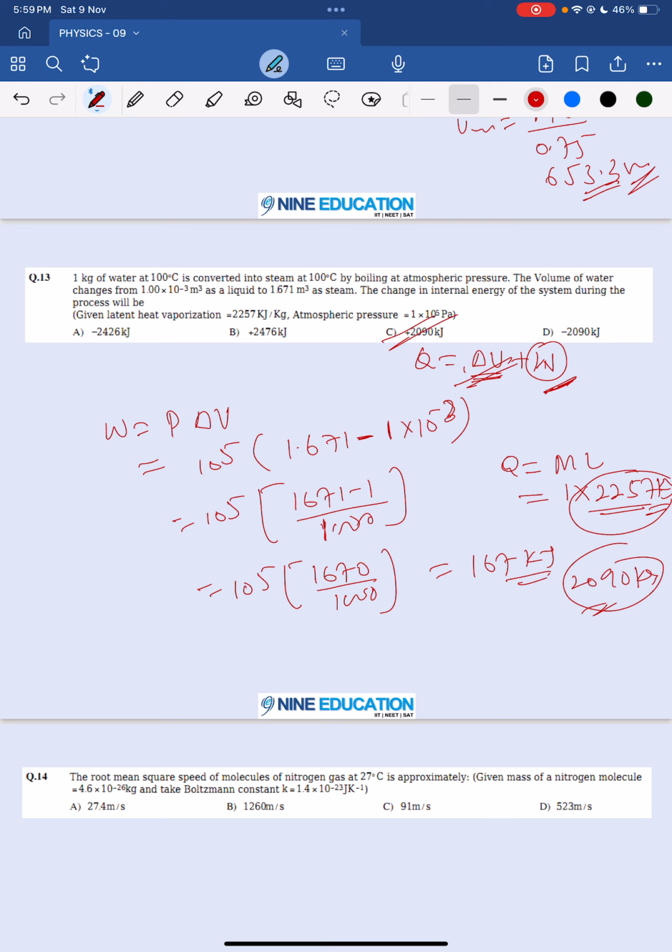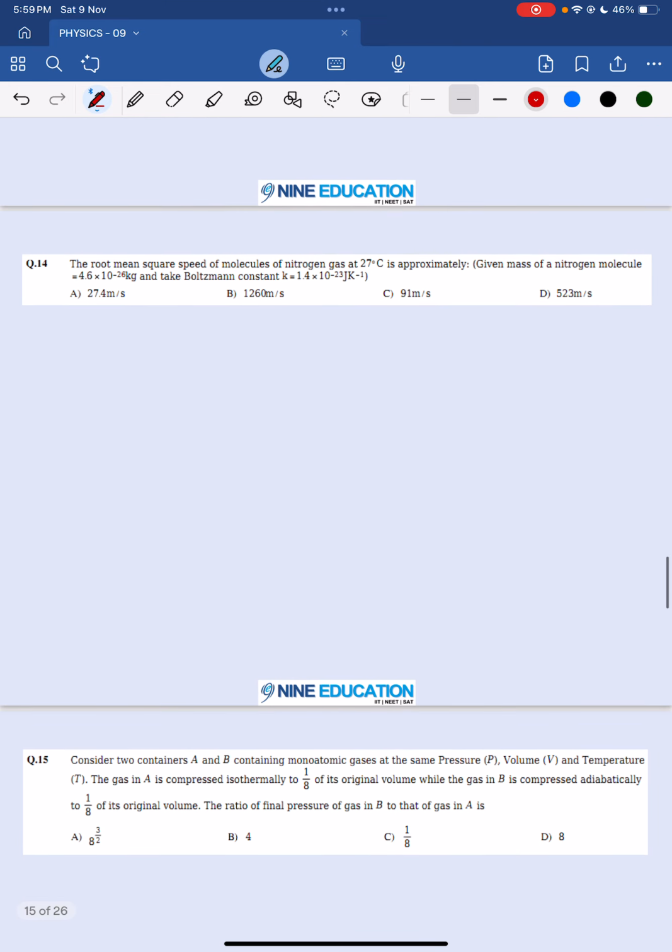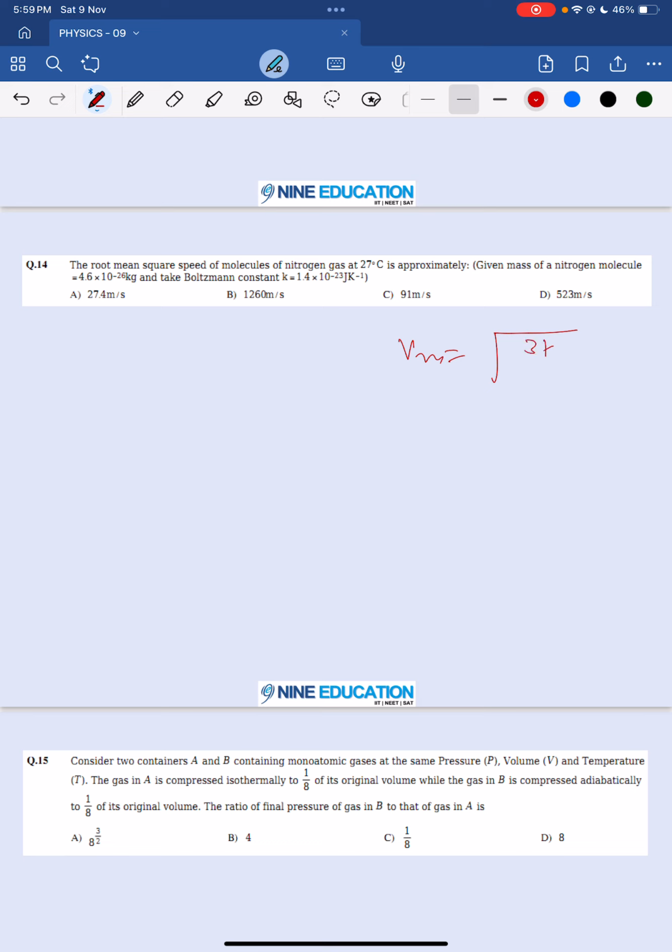So this one will be our positive answer. All right, what is the next one? The root mean square speed of molecules of nitrogen at 27 degrees Celsius is approximately. All right, bacho, they are asking about molecules of nitrogen. Sir, I know the VRMS formula, it is root 3RT by M. No, bache, we are going to apply here root 3KT by M. Sir, why root 3KT by M? Because it is a molecule.